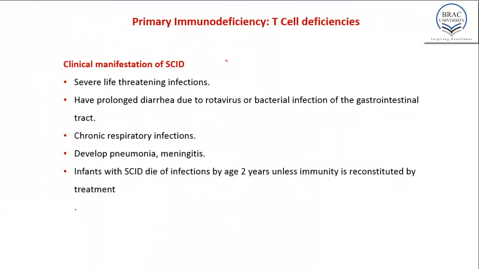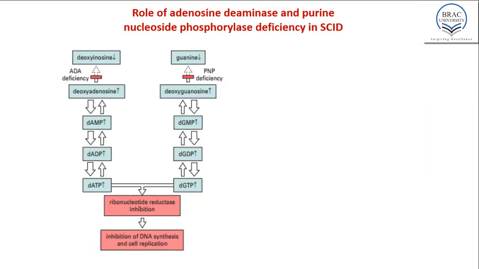So what are the clinical manifestations of SCID? SCID causes life-threatening infections, prolonged diarrhea due to rotavirus or bacterial infection of the gastrointestinal tract, and chronic respiratory infection. They can also develop pneumonia and meningitis. Infants with SCID die of infection by age 2 years unless immunity is reconstituted by treatment.